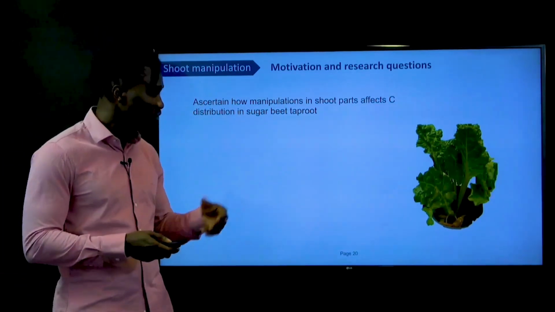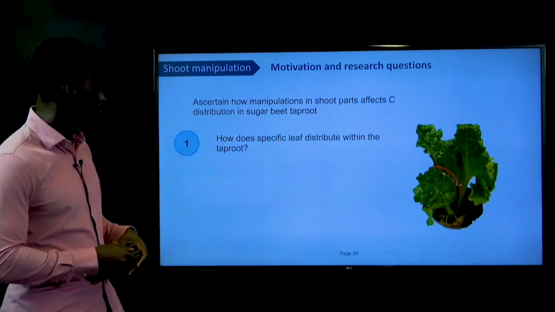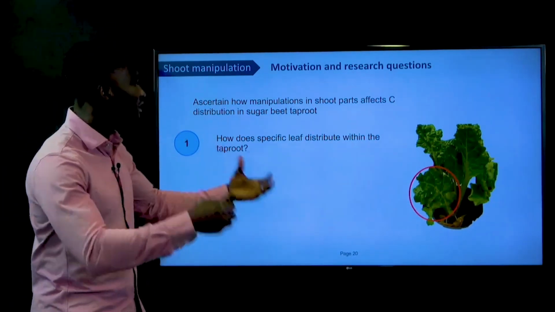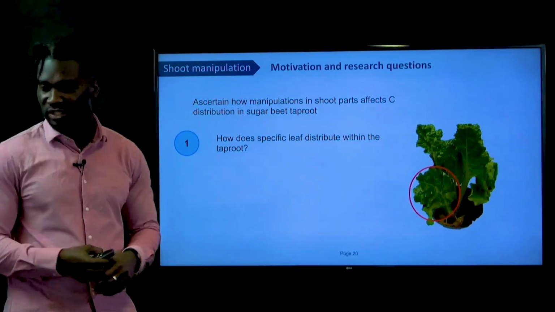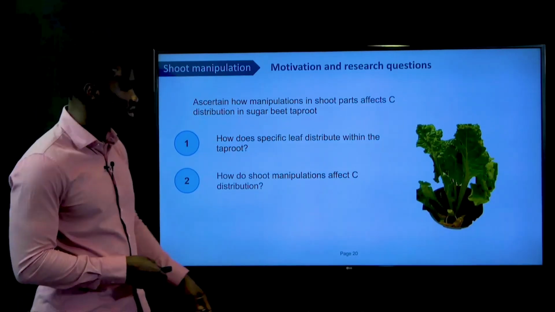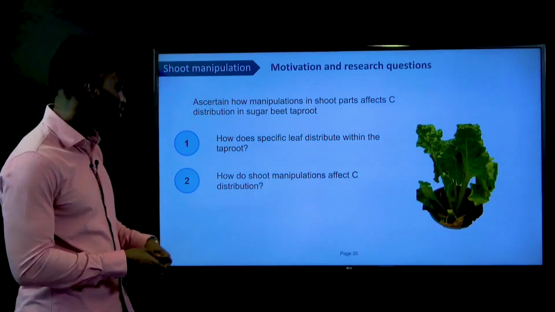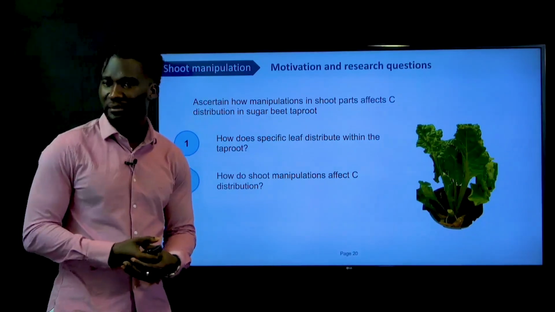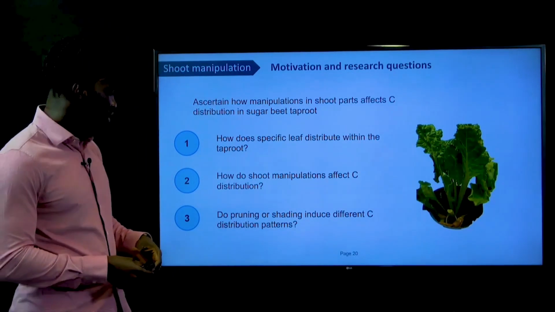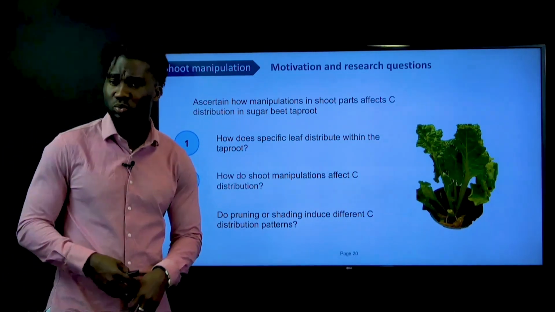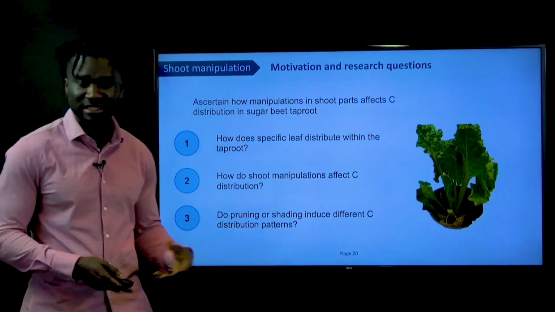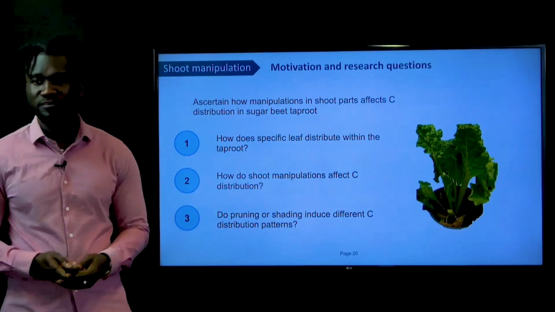And this session was also dedicated to answering 3 very useful questions. We wanted to know how a specific leaf distributes its carbon resource within the taproot. Again, we wanted to know if shoot manipulations, by either excising one leaf or shading, will affect the carbon distribution dynamics within the storage root organ. Last but not least, we wanted to know if different forms of manipulation will trigger different carbon distribution patterns within the sugar beet taproot.